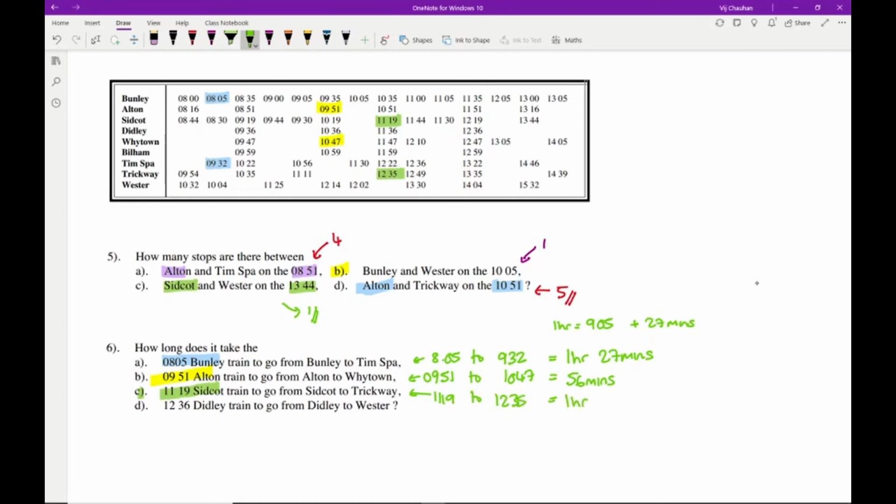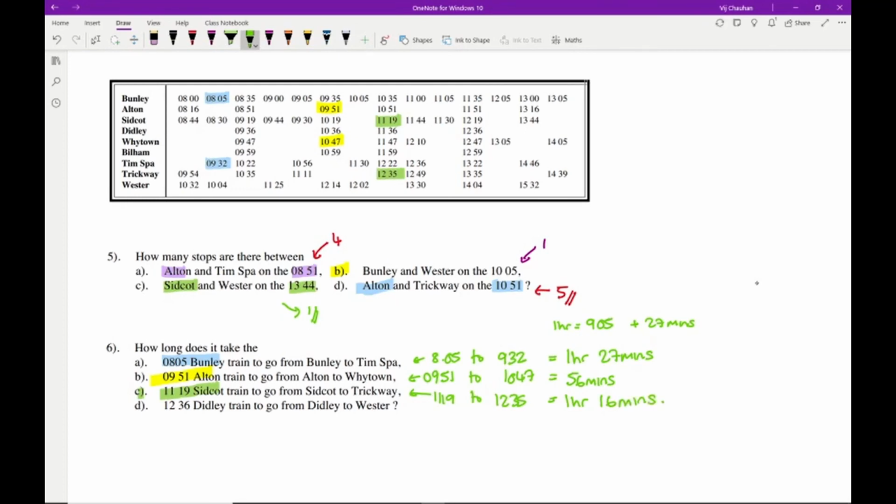So 1 hour takes us to 12:19, and then from this we just need to work out how many more minutes, and that's going to be, so 35 take away 19 is going to be 16. So it's 1 hour and 16 minutes.